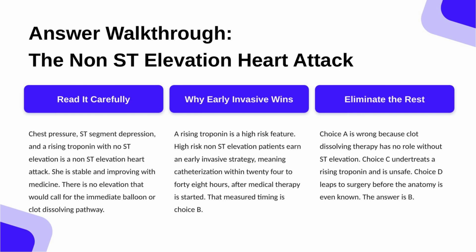Finally, eliminate the rest. Choice A is wrong because clot-dissolving therapy has no role at all without ST elevation. Choice C undertreats a rising troponin and is genuinely unsafe. Choice D leaps to surgery before anyone even knows the coronary anatomy. The answer is choice B. Notice how the absence of ST elevation plus a high-risk feature pointed you to timing, not to a rushed procedure.